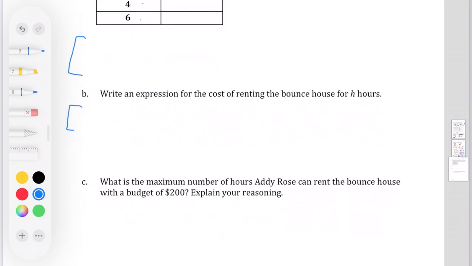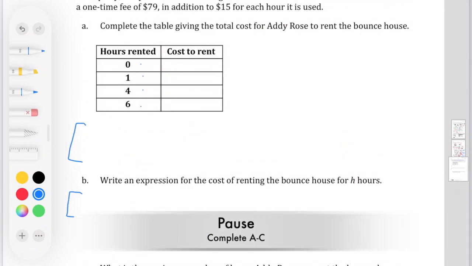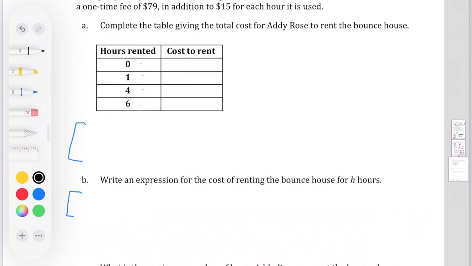And then C, what is the maximum number of hours Addie Rose can rent the bounce house with a budget of $200? Explain your reasoning. Go ahead, pause the video, work out part 7, part A, B, and C as best you can, and I'll be back shortly.